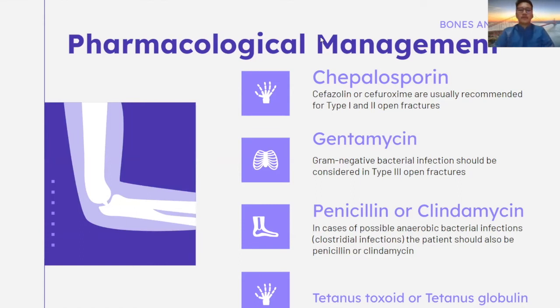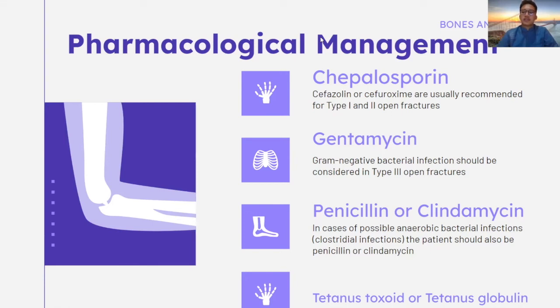I will explain about the pharmacological management of open fractures. Open fractures are prone to contamination and should be treated to prevent the risk of infection. In this case, antibiotics should be given immediately at pre-hospital or the emergency department. In type 1 and type 2 open fractures, there is a tendency for infection by gram-positive bacteria. Cephalosporins, such as cefazolin or cefuroxime, are usually recommended.